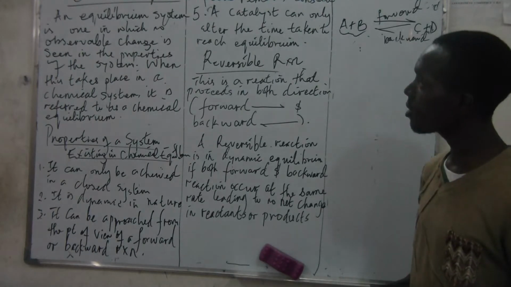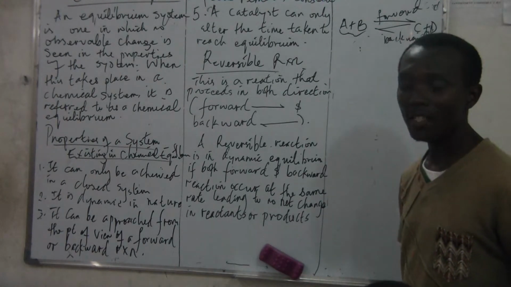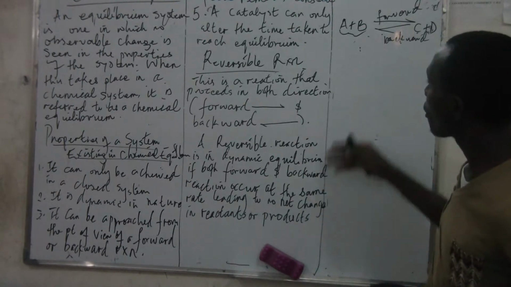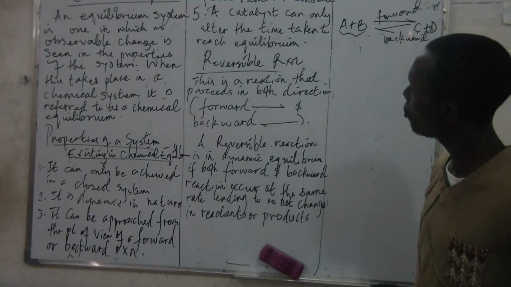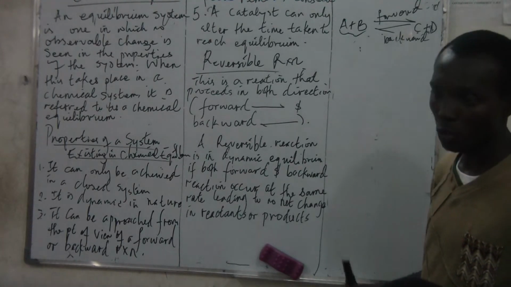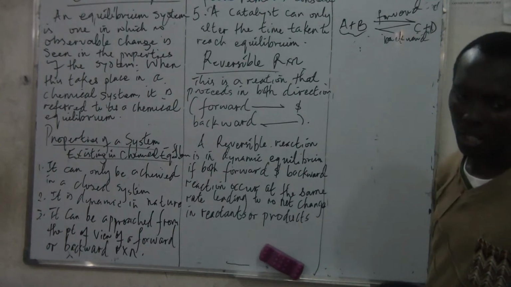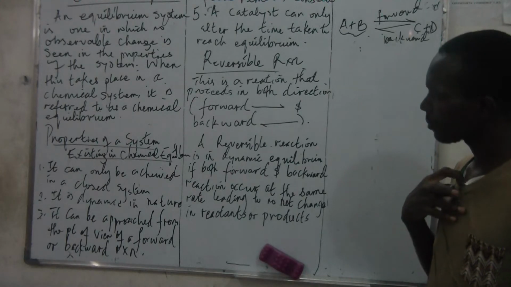A catalyst can only alter the time taken to reach equilibrium. A catalyst does not tell us whether the equilibrium will favor the forward or backward reaction. It doesn't determine equilibrium. It doesn't tell us if a system is in equilibrium or not. But it can speed up the rate at which equilibrium is attained in a system.